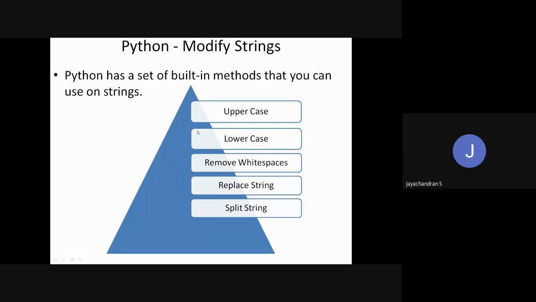Next, there are some built-in methods for strings: uppercase, lowercase, remove white space, replace string, split string. Uppercase means whatever input the user gives is converted to uppercase. Lowercase means any string, uppercase or mixed letters, will be converted to lowercase. Remove white spaces means any white spaces at the beginning of the string or at the end of the string will be removed. So: uppercase, lowercase, remove white spaces, replace string, split string. Split string means you are splitting the string.